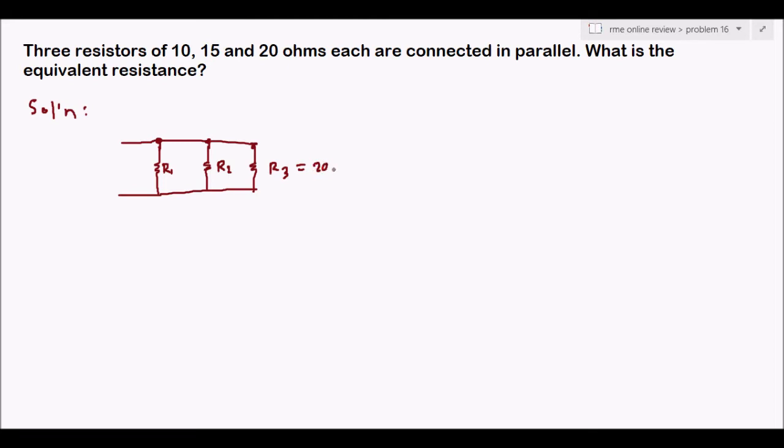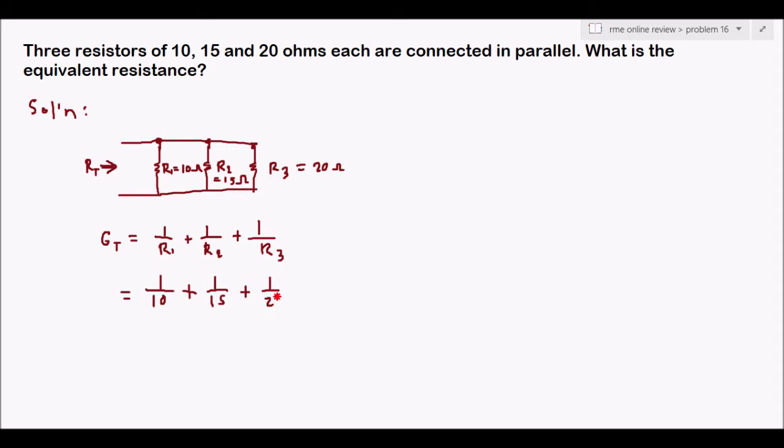So R1 is equal to 20 ohms, our R2 is equal to 15 ohms, and our R3 is equal to 10 ohms. So we are going to get the total resistance. Because this is a pure parallel circuit, we first solve for the total conductance. So this will become 1 over R1 plus 1 over R2 plus 1 over R3. So we have 1 over 10 plus 1 over 15 plus 1 over 20.